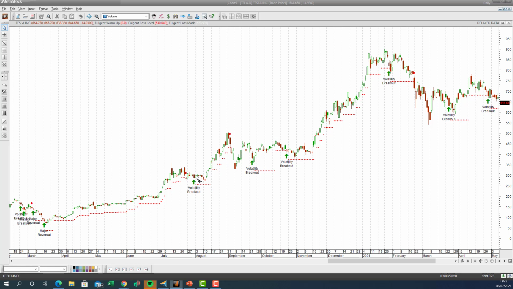And then another trade came in at this level at 289. And that one hit the trailing stop loss there. And you got out there at 407. Another volatility breakout, you got in here at 363.